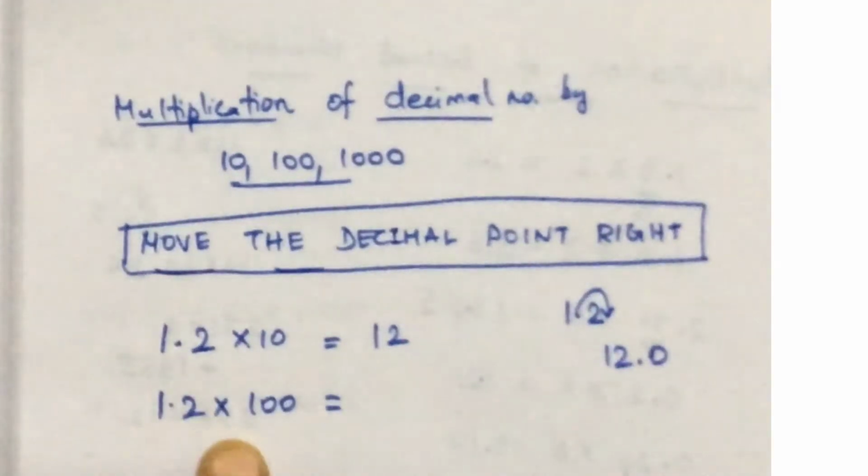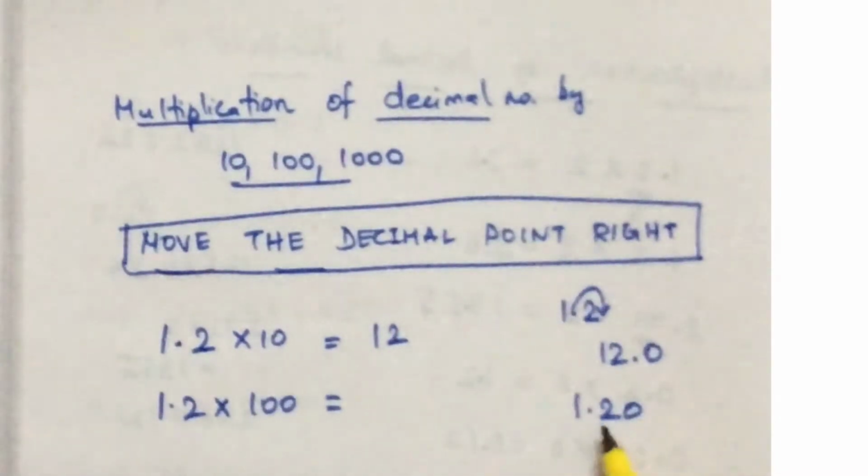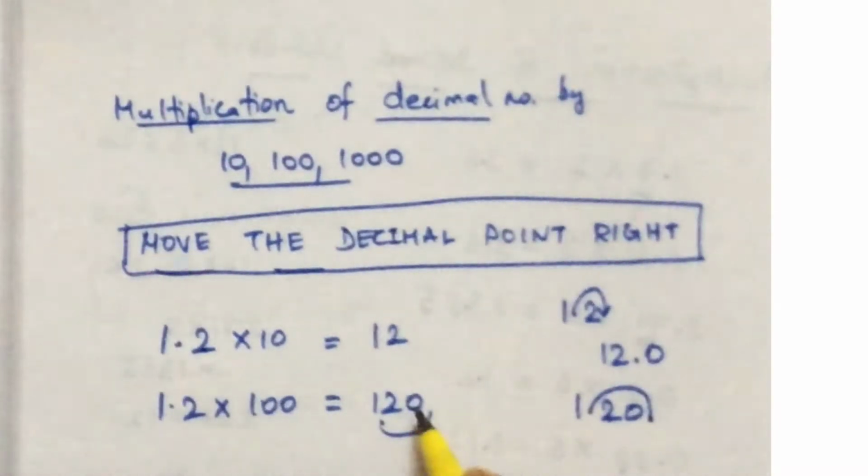Now 1.2 multiplied by 100. We have to move the decimal point 2 digits right, because we have 2 zeros. So 1.2, it should come here. So it is 120. You see here, previously the digit was here. Now 2 digits right means 1, 2. Since there is no digit, we are adding a 0 here.